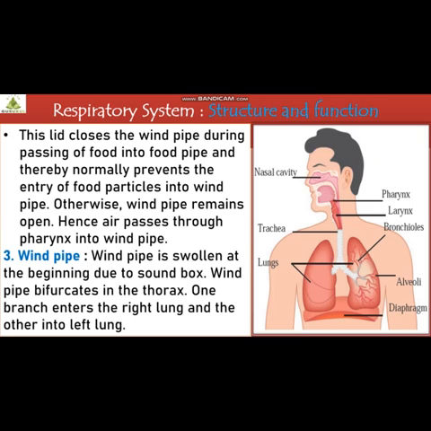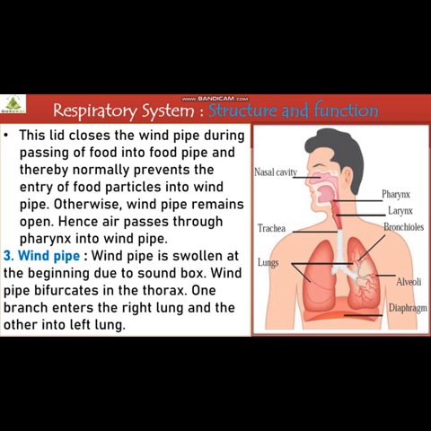Third, let us understand the windpipe in detail. The windpipe is swollen at the beginning due to the sound box. Swollen means a little large in size. Okay, swollen. Turgid it is. It is turgid at the beginning due to the sound box.